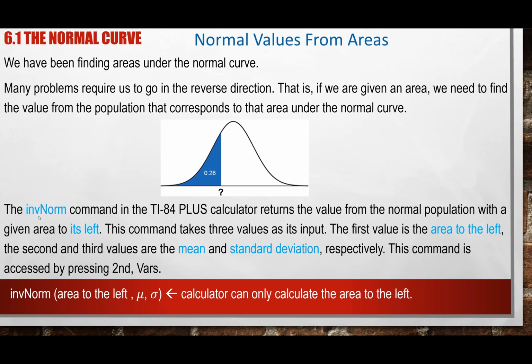And reminder that for the inverse norm, the only thing that the calculator can calculate is the area to the left of the value. Whatever the value is, you need to give it the area to the left, the mean, and the standard deviation. And the other thing I want to stress is, these are the two things that you need, ladies and gentlemen, in chapter 6. The two things that you need to calculate or to find anything is the mean and the standard deviation, okay?